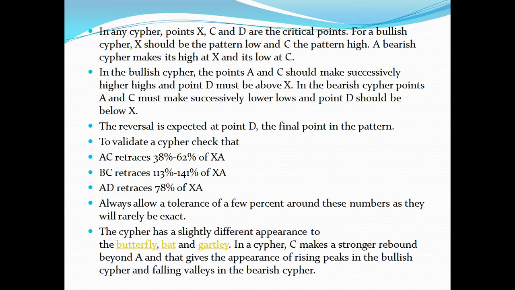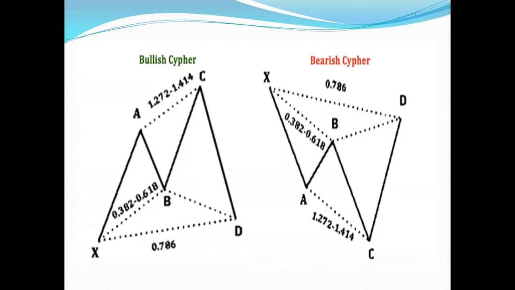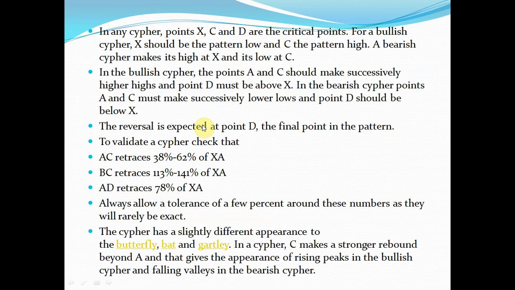So in the cipher, points X, C, D are the critical points. Please remember, in the bullish cipher, X should be the pattern low and C should be the pattern high. You can see X is the pattern low and C is the pattern high in the diagram. And point D is also a critical point. A bearish cipher makes its high at X and low at C.